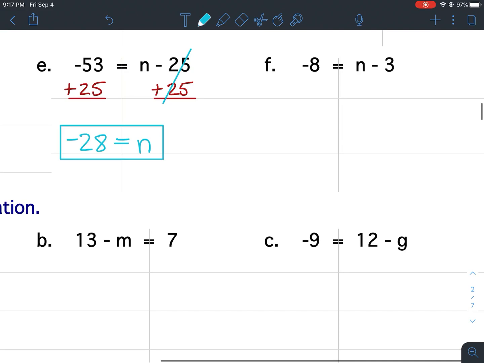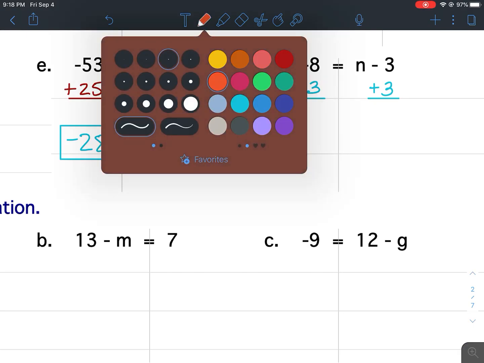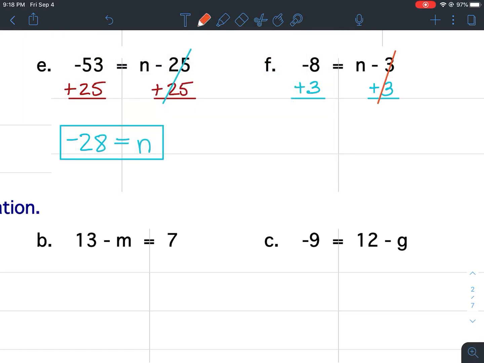And F, I want to isolate the N by getting rid of the negative 3. The opposite of negative 3 is positive 3. So I'm going to add 3 to both sides. Cancel my 3's. Bring the equal sign down. The variable starts on the right, it stays on the right. And negative 8 plus 3. Subtract, keep the sign of the larger number. So the answer to F is negative 5. The solution is negative 5.